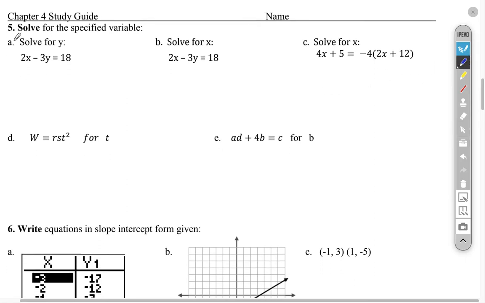All right, now we're just solving for the specified variable. So first, we're solving for y. So we have 2x minus 3y equals 18. Hopefully you guys remember that we're doing PEMDAS backwards. And we talked about this also being a G. So for any grouping symbols, not just parentheses, but we're looking at fractions, square roots, brackets, and also parentheses.